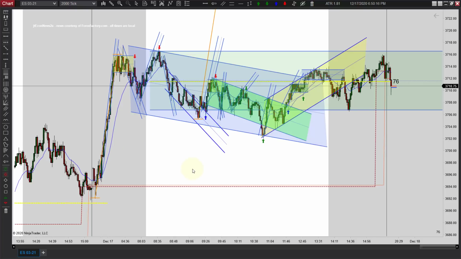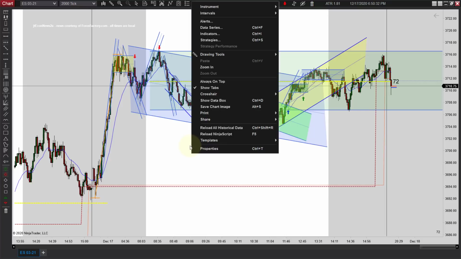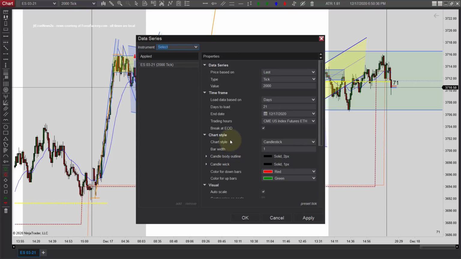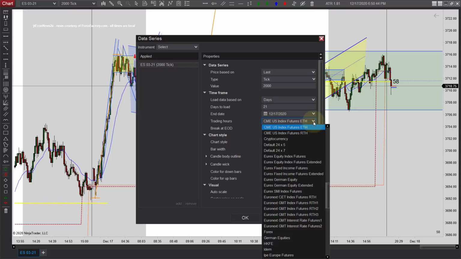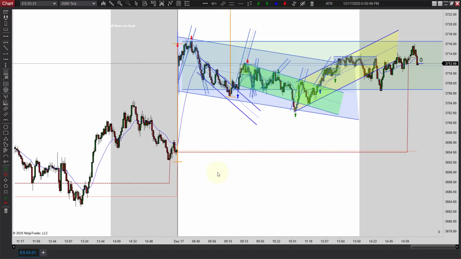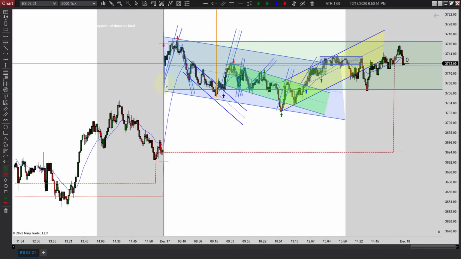So what I finally decided with an easy way to show this would be to change the data series. And so I'm going to do that here. So let's go to our data series, and we're going to change our trading time from extended trading hours, which is the 24-hour, to regular trading hours. And just look at the difference. Now hopefully you can see the gap.